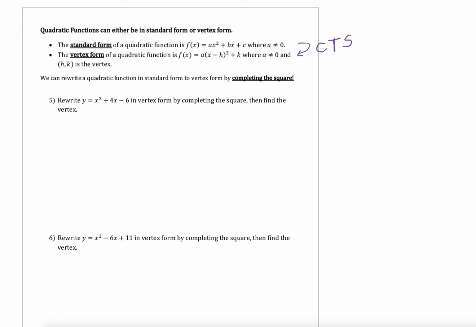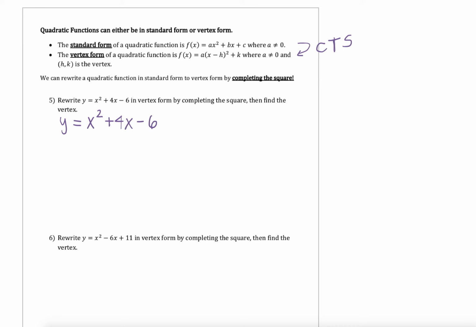Now let's look at our first example, and we're going to see a lot of similarities between examples 3 and 4, and we're going to see how at some point, instead of going to solve for x, we're going to instead re-isolate the y term. So our goal here in example 5 says to rewrite y equals x squared plus 4x minus 6 in vertex form by completing the square, and then we want to find the vertex. So let's write out our original problem here. We have y equals x squared plus 4x minus 6.